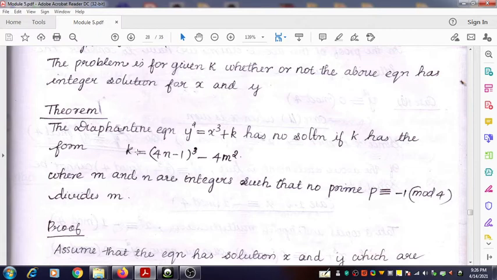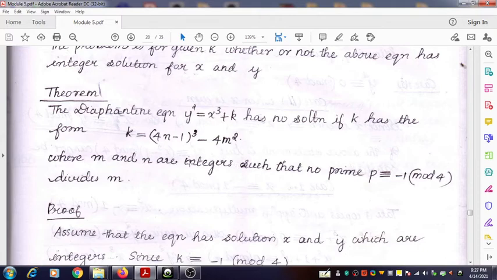Here we express the integer k present in the equation in terms of two integers m and n, that is k equals 4n minus 1 cubed minus 4m squared, and the integer m additionally satisfies the condition that there exists no prime number p congruent to minus 1 mod 4 which divides the number m. So these are the conditions.